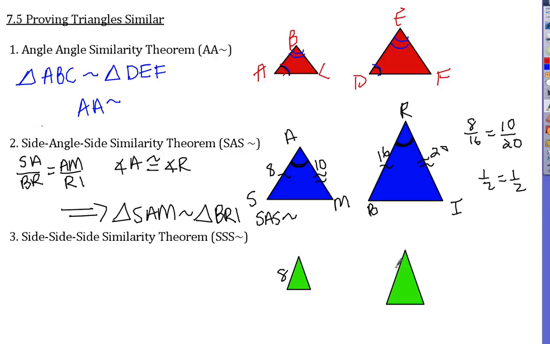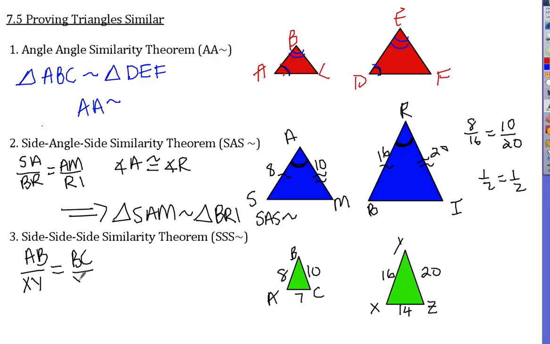So SSS similarity, all three sides. So say this was 8, 16, 10, 20, 7, 14. You notice here that all three sides are in a 1 to 2 ratio. So if this triangle were ABC and this one is XYZ, then you notice that AB is to XY, 8 to 16 reduces to 1 to 2. BC is to YZ, 10 to 20 reduces to 1 to 2, and AC is to XZ, 7 to 14 reduces to 1 to 2.